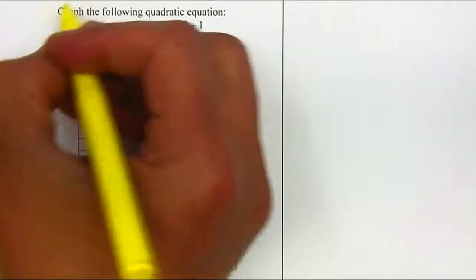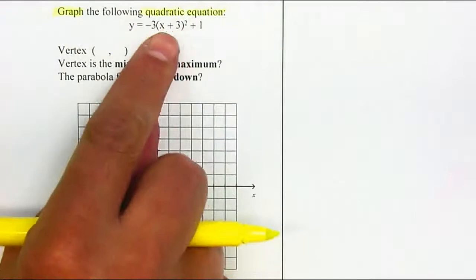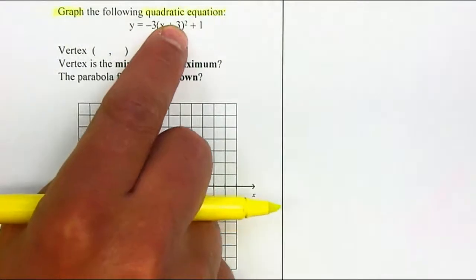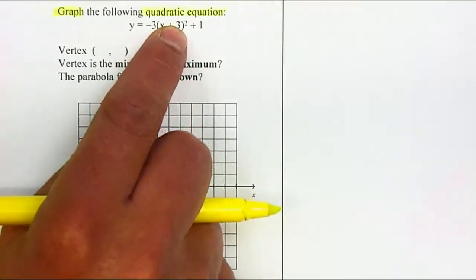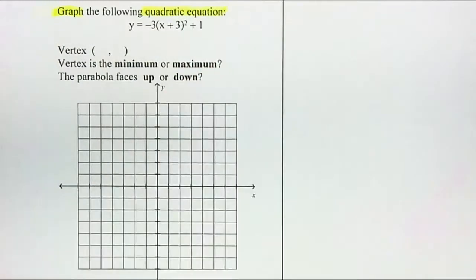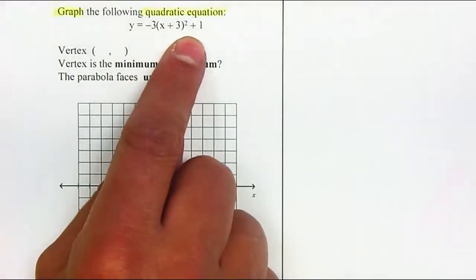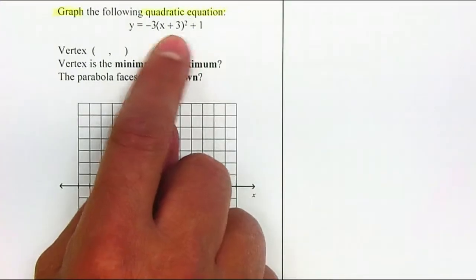Graph the following quadratic equation. We know that it's a quadratic because we have the square, and we know the parabola. The quadratic equations will give you a parabola. Now this equation is nicely formatted for us because it's given the vertex for you right away.